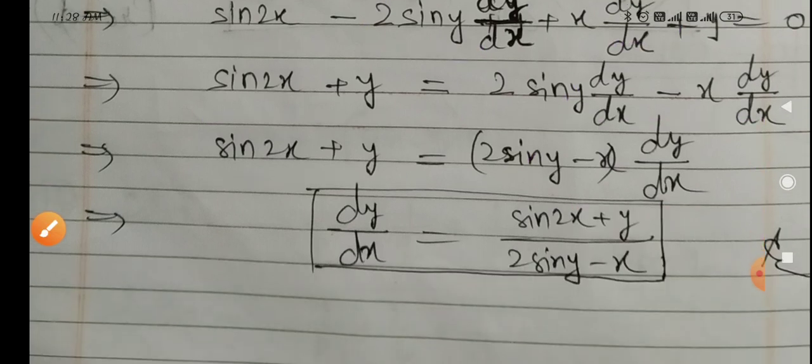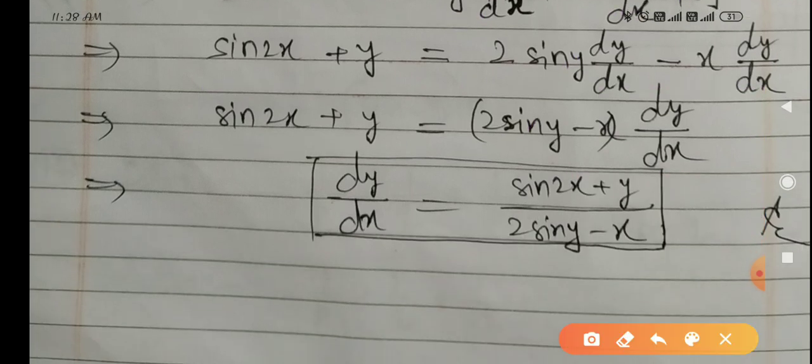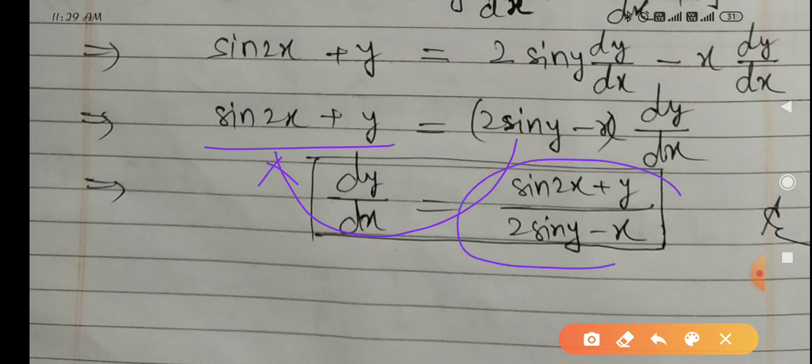Now dy upon dx you will get, you take this term in the denominator. This term means the term which is in multiplication with dy upon dx you can take to the other side. So dy upon dx you will get sin 2x plus y upon 2 sin y minus x. So this is the value of dy upon dx.